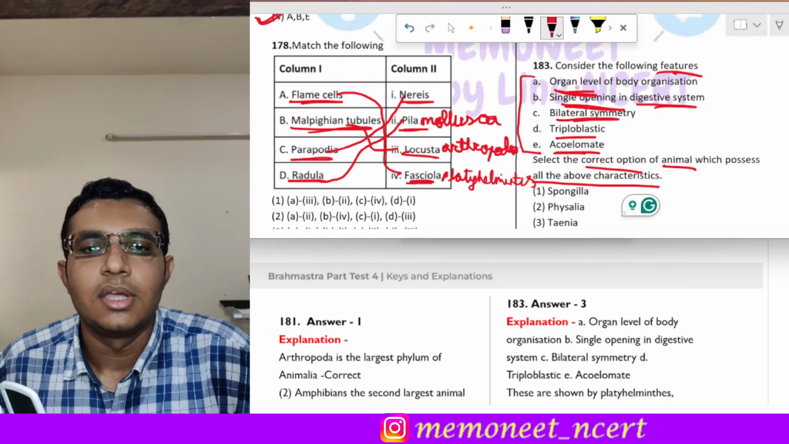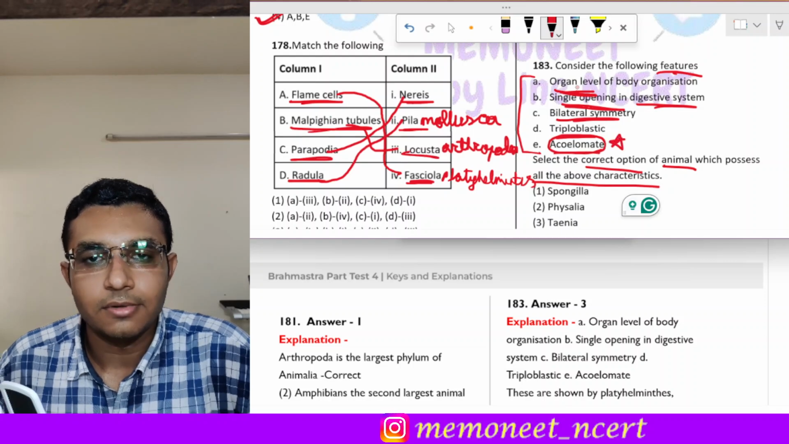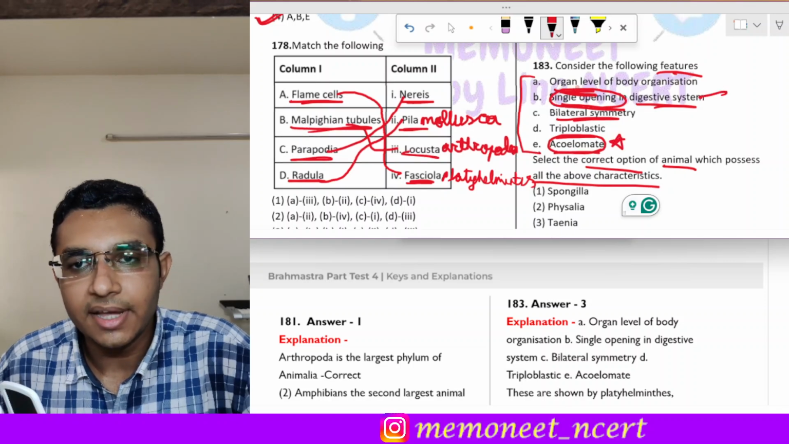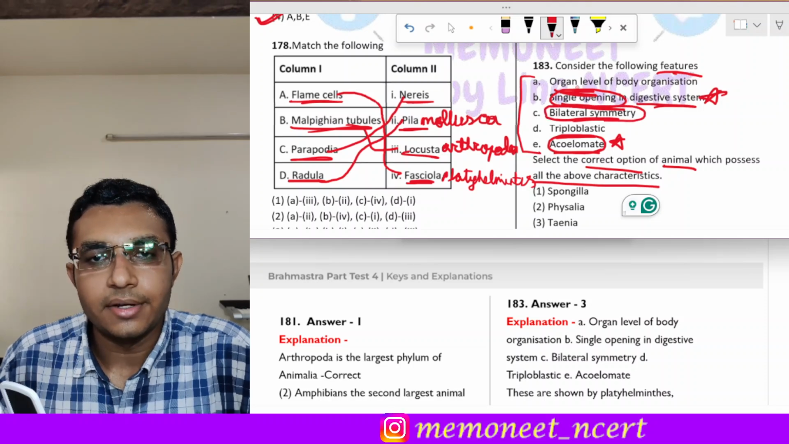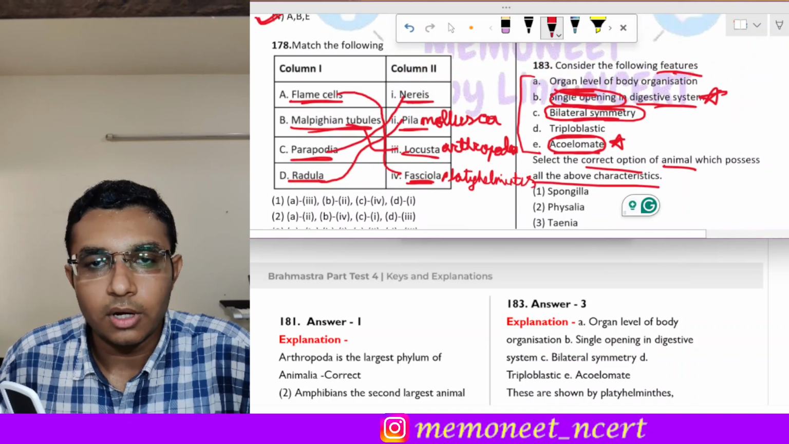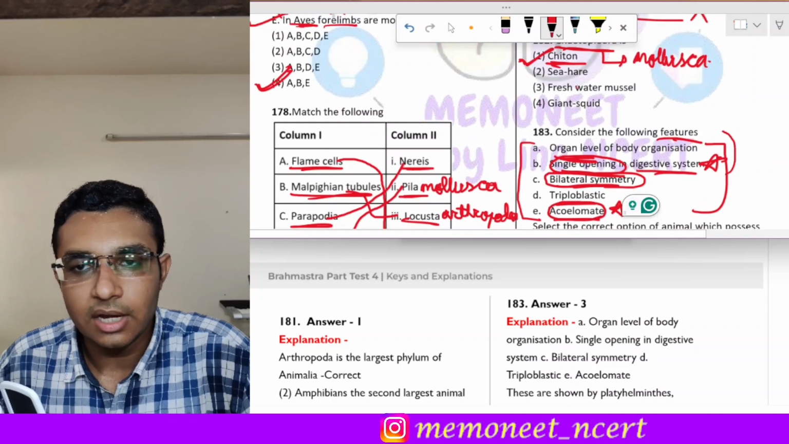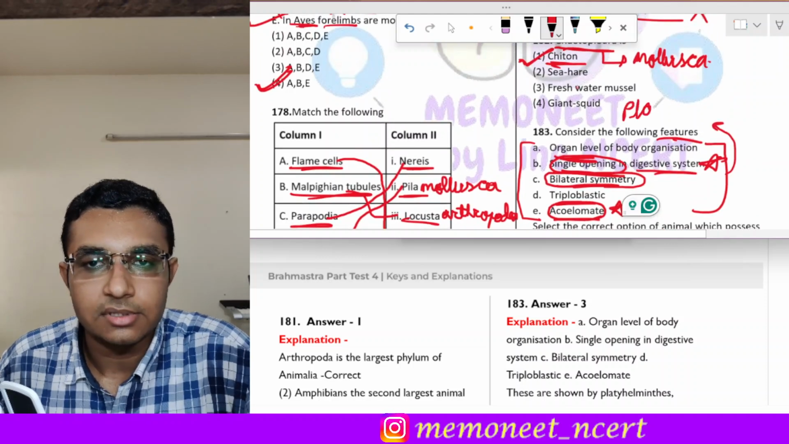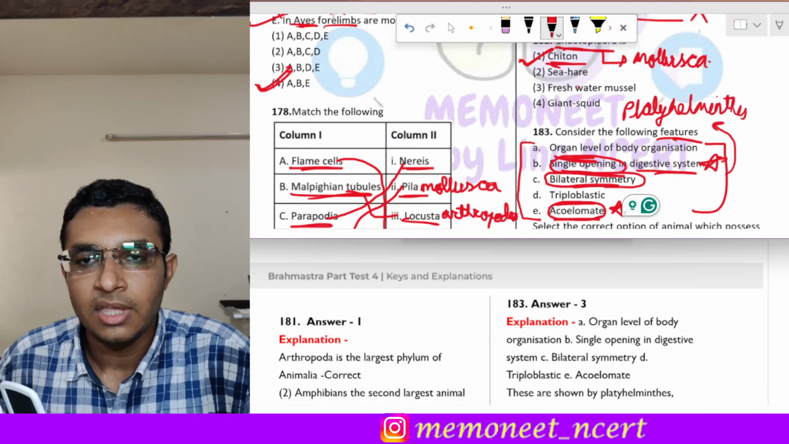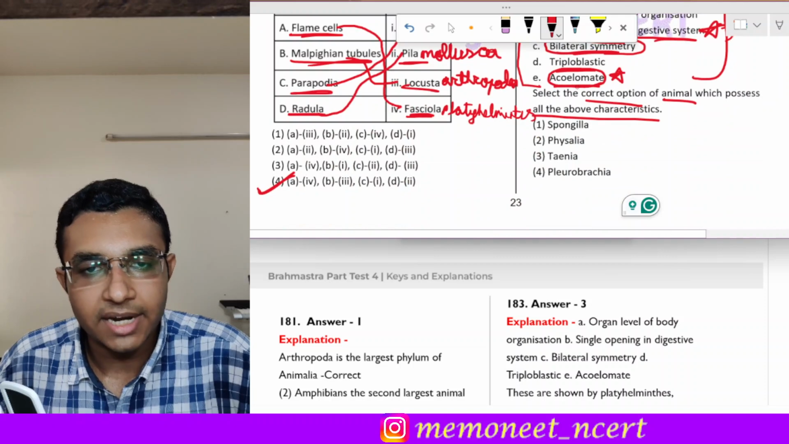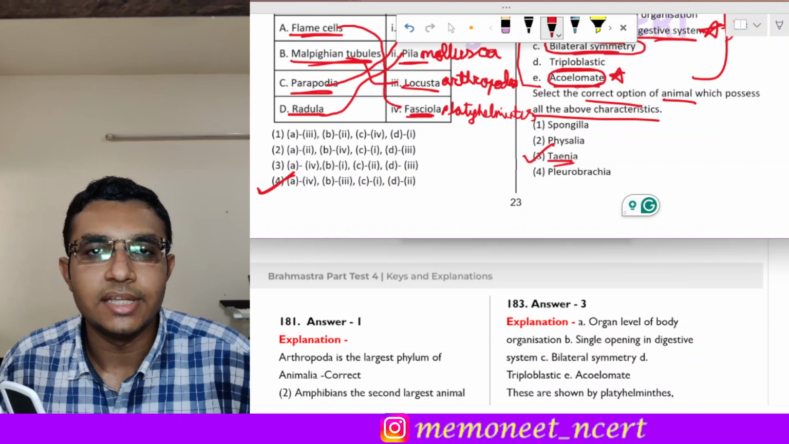Okay, now see, the two characteristics which are very important here, that it is an acoelomate first of all and it only has a single opening in the digestive system. Also it has bilateral symmetry, and it is triploblastic. So these characteristics are of which phylum? So these characters are of phylum Platyhelminthes. Okay, and which among the following organism belongs to Platyhelminthes? It is the Taenia. So the correct answer of this question is option 3, that is Taenia.